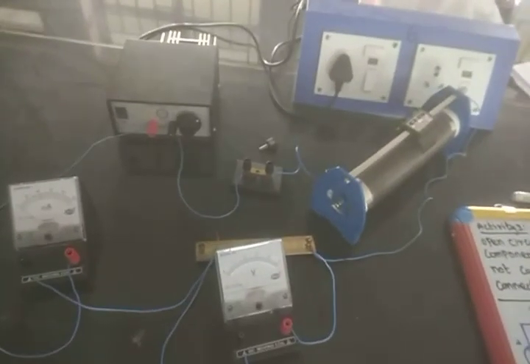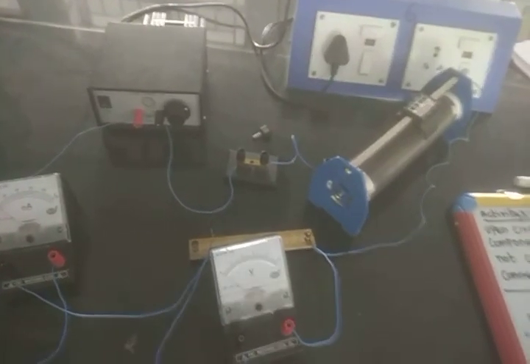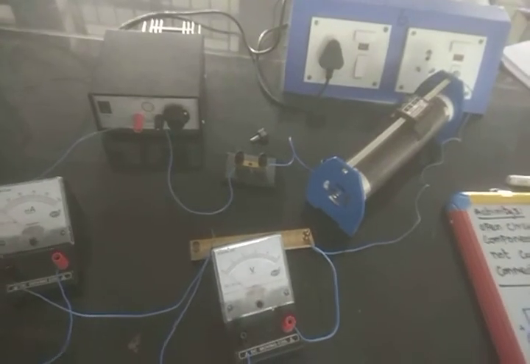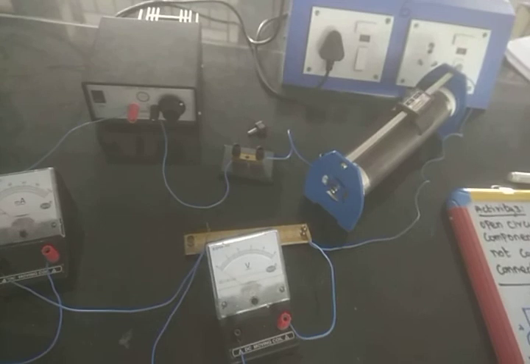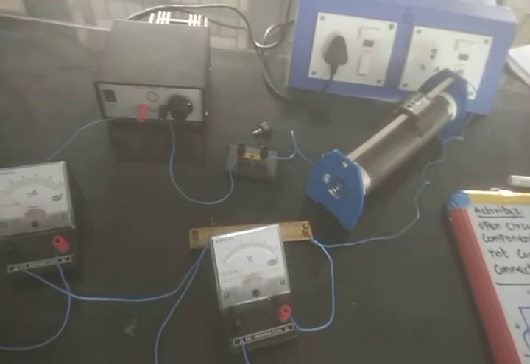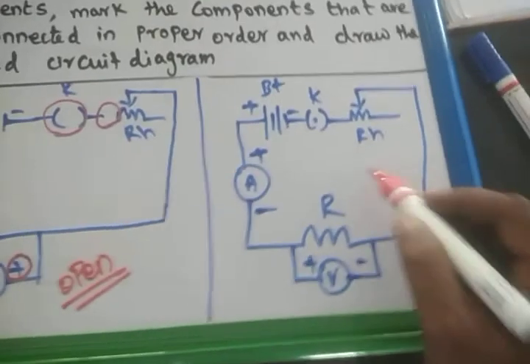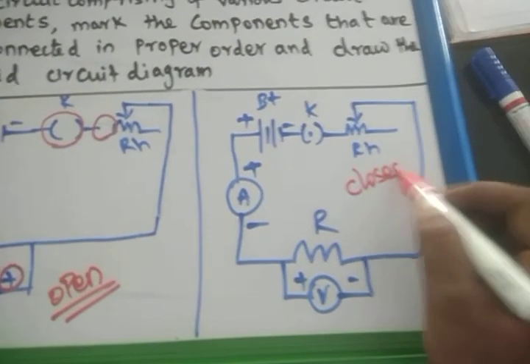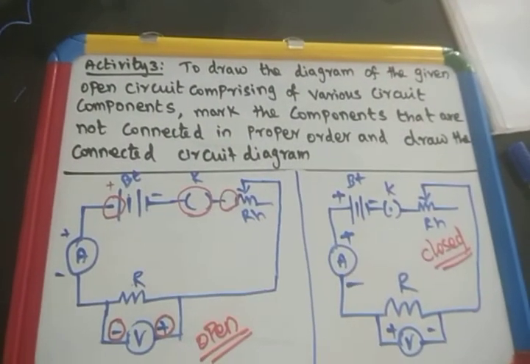Okay. So dear students, activity 2 and 3 are similar. Activity 2 is simply connecting the correct circuit. In activity 3, wrong connections are given. An open circuit is given to you. You have to make that open circuit into a closed circuit. Closed circuit means proper connections. This is the open circuit. There is a break in these connections. This circuit is a closed circuit because everything is properly connected. So that is activity 3.